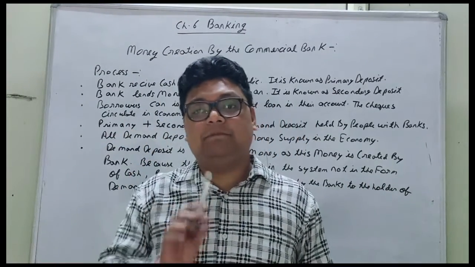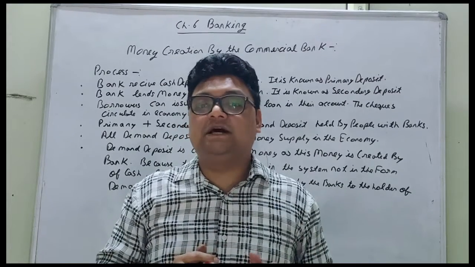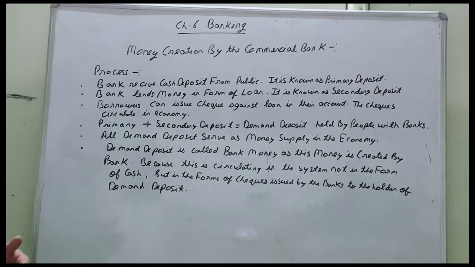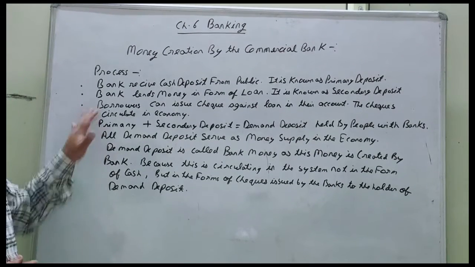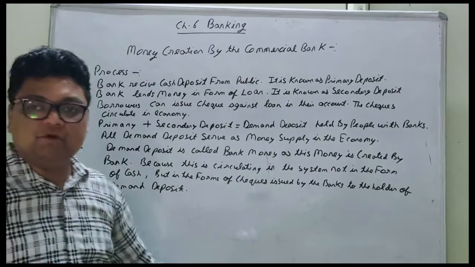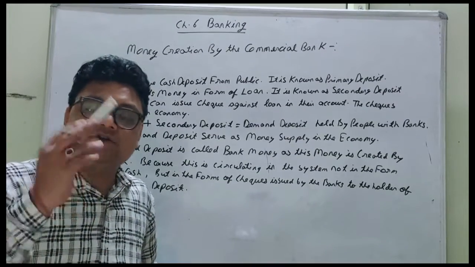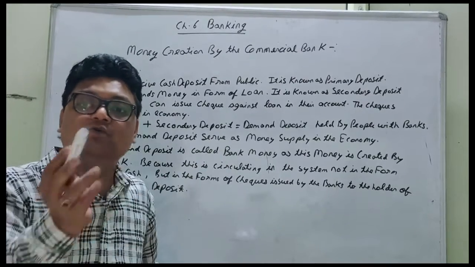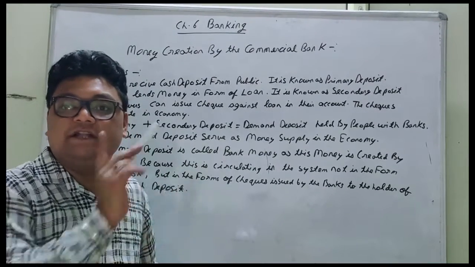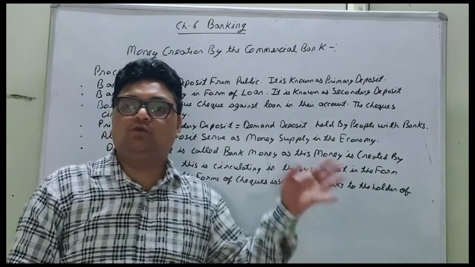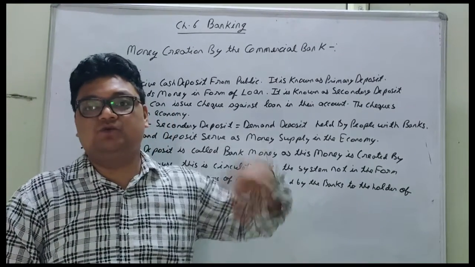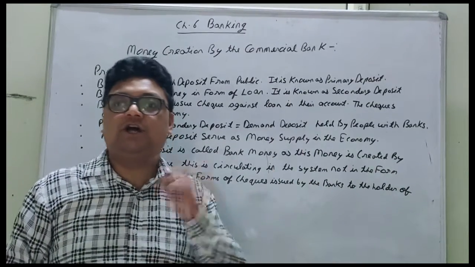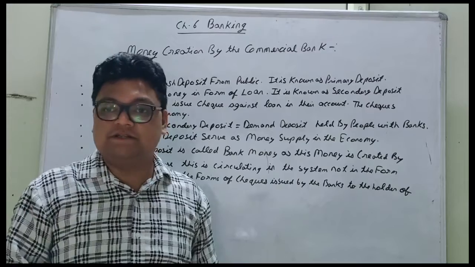This can happen only through commercial banks, because they are the only ones providing the loans. Third, the borrowers can issue checks against the loan in their account. The checks circulate in the economy. So if the bank provides you a loan, the loan comes into your account. You can issue a check in favor of any other person whom you want to give the money. This check will circulate in the economy. For example, A gives a check to B for rupees 5,000, B gives a check to C for rupees 5,000, C gives a check to D, and so on. This check will circulate in the economy and fulfill the need of all the persons.